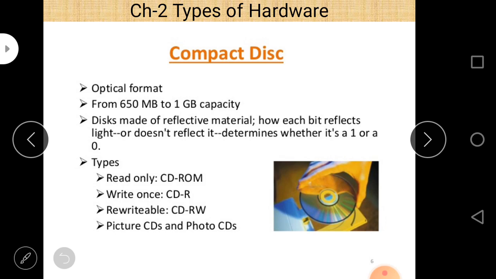Always remember that there is compact disk, DVD, digital versatile disk, and the third one is Blu-ray disc. All these belong to optical format. So now types. There are three different types: CD-ROM, CD-R, and CD-RW. So read only refers to CD-ROM, write once is CD-R, and read-writable is CD-RW. These are the three basic types of a CD.